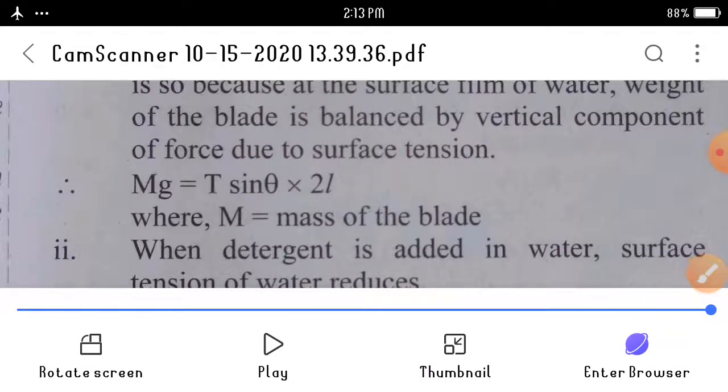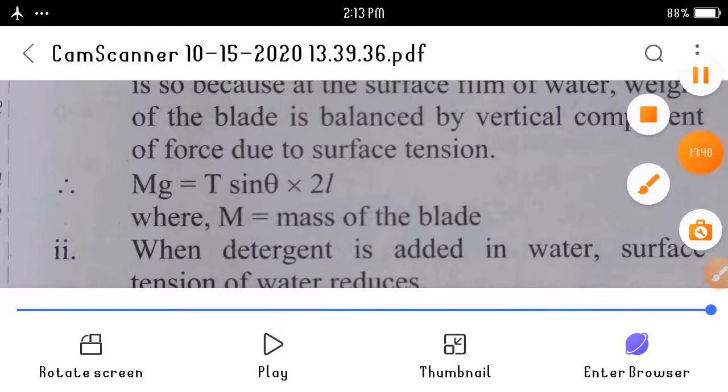In this way, we complete this point, the shape of a liquid drop on a solid surface. Today we stop here. Thank you.